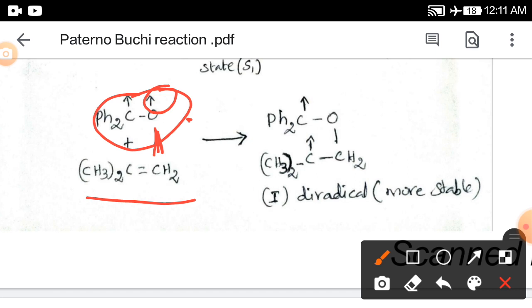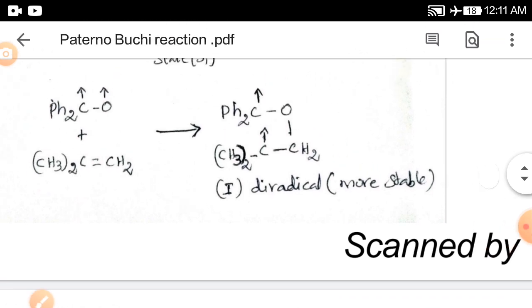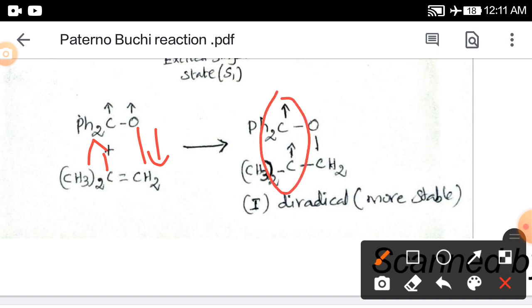So this is also a homolytic fission, forming radicals. This bond will be formed through the oxygen atom. The very interesting thing is this also has one electron in the upward direction and another electron in the downward direction. The upward and downward electrons undergo bond formation. Two upward electrons do not form a bond. That is why it is called a diradical.